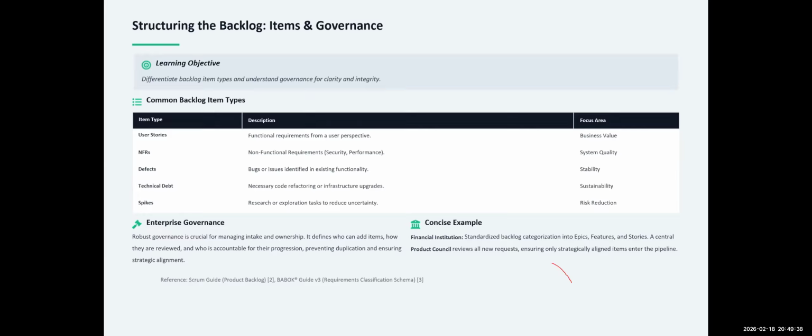Now, the ones that will go out first are the ones that are marked as the highest priority, right? Now, in also having a robust governance around your backlog, right?